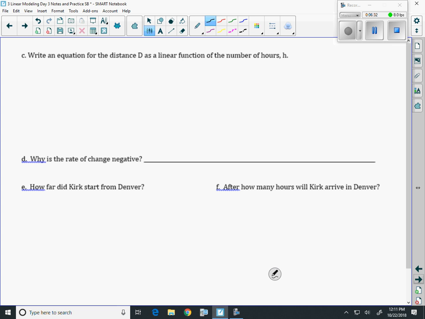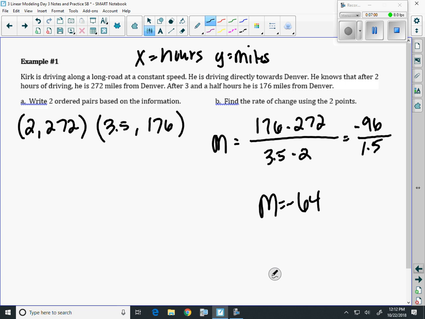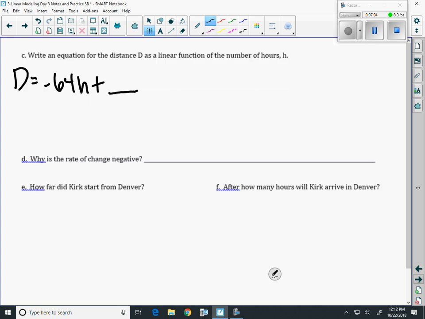Part C says write an equation for the distance d as a linear function of the number of hours h. So if we're going to write our function, what's our slope? We just found it: negative 64h. Do we know the y-intercept, where they started? No. Can we find it? You bet we can. We're going to use point slope form again. So let's go back. I'm just going to use 2, 272 for mine. You can choose what you want to do.